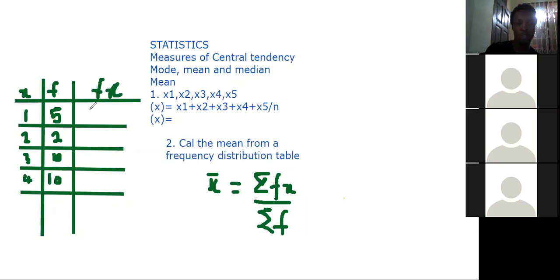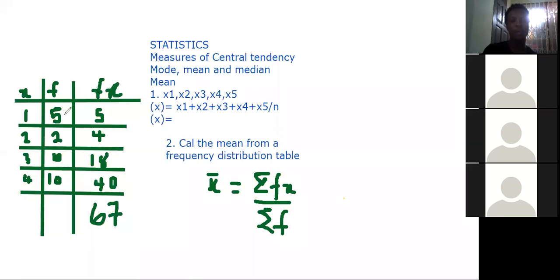So this one will be 5. This one will be 4. 3 times 6 will be 18. And this one will be 40. We've been asked to find the summation of fx, so I'm going to add the whole of this. So this will be 9. 9 plus 58, what is it? 67, right?